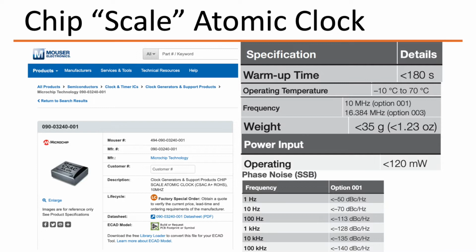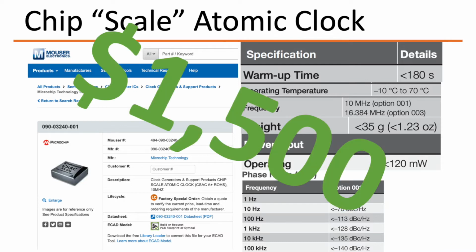Again, we measure precision in something called phase noise, and usually the trade-off for phase noise is power. But because of the laser within this unit that does the excitation of the atoms, you're having a huge overhead on power, but you're really not seeing any benefit in the phase noise for that power loss. And lastly, it's $1,500. This is not going into a lot of products at all.